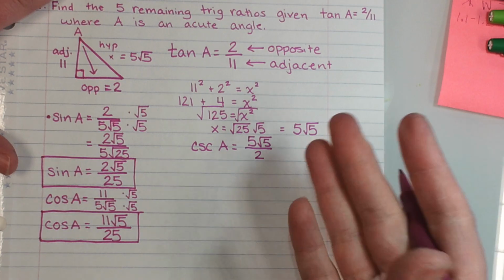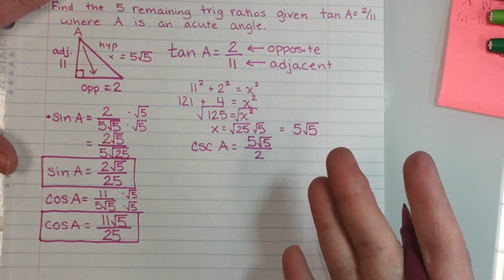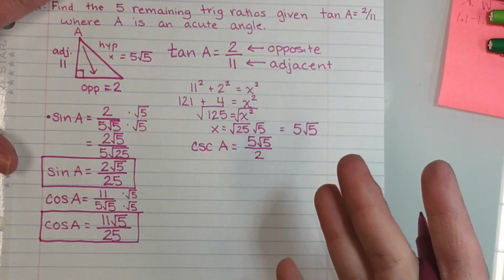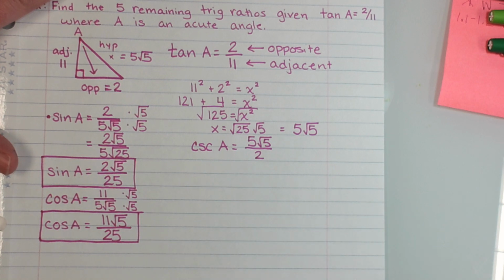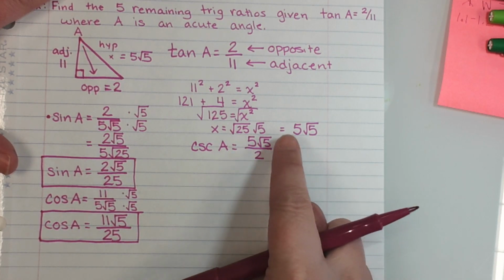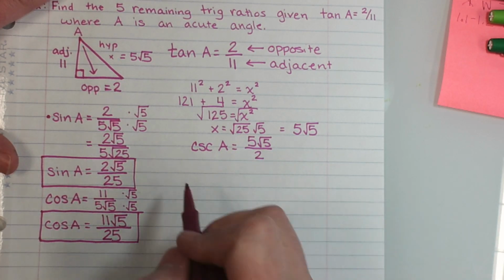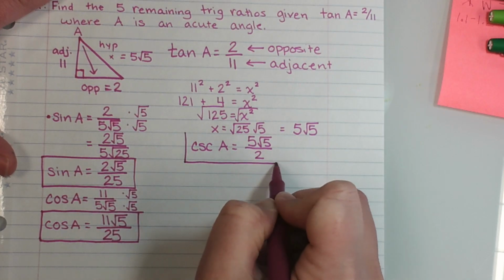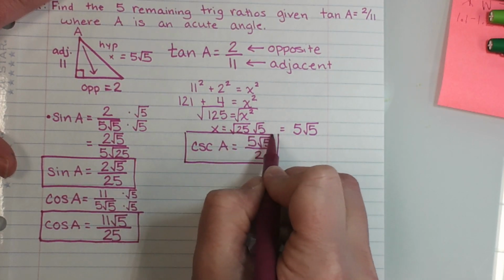Still double check. Can I simplify that? No. Sometimes you will be able to simplify it still, but it's going to be in the situations where the 5 and the 2 simplify. You don't have to rationalize again. Okay, that's 3 of them.